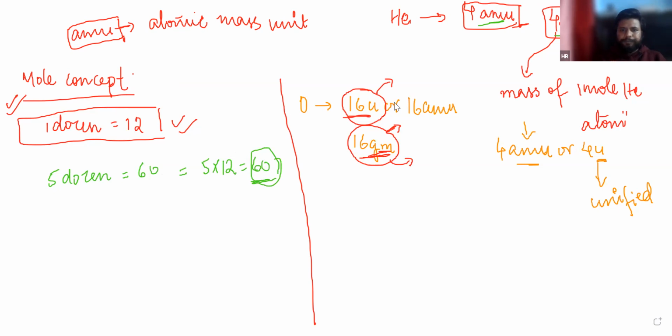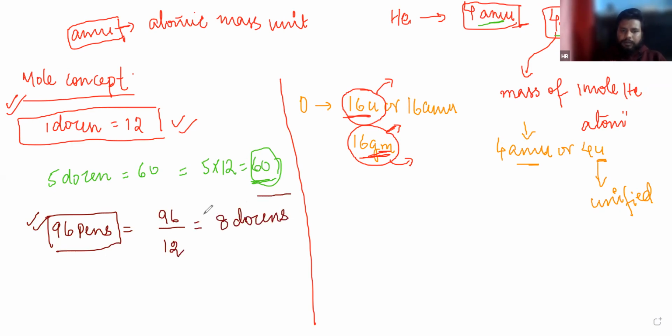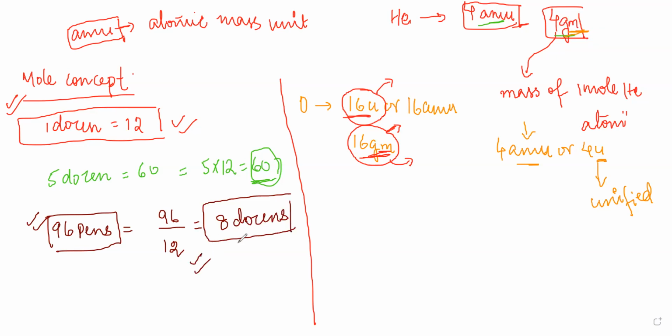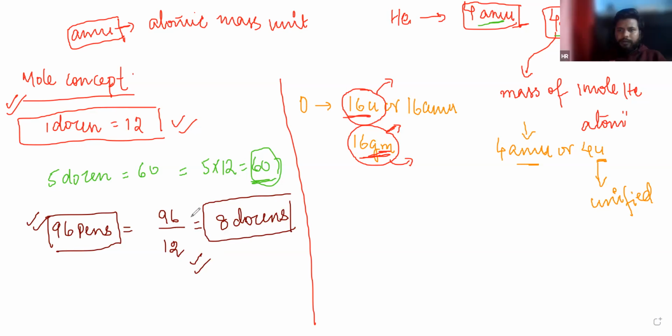Okay, very good. Now if I'm telling you that 96 pens are here, how many dozens equal 96 pens? What we do is 96 divided by 12, that equals 8 dozens. You can calculate it easily. Are you getting it? If I'm telling 96 pens, how many dozens are present in it? We just divided by 12 and we got 8 dozens.